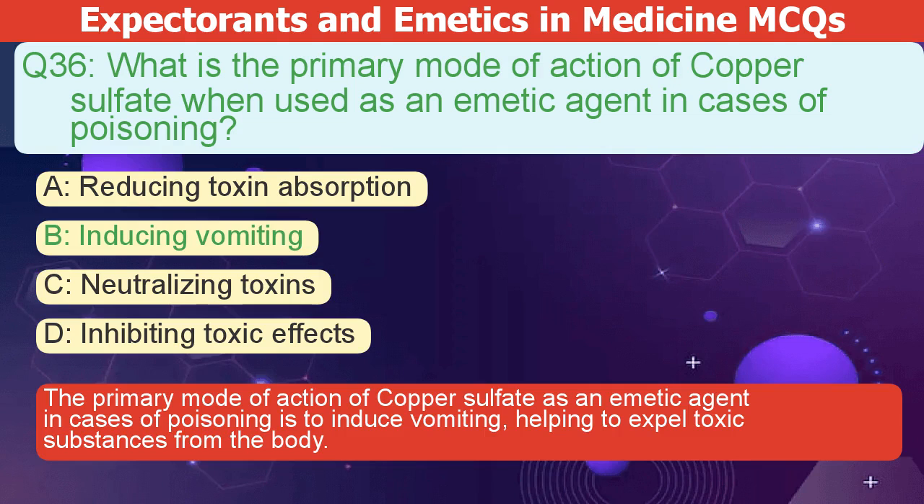The primary way copper sulfate works as an emetic, or something that makes you vomit, in poisoning cases is by causing vomiting. This helps get rid of the poison.